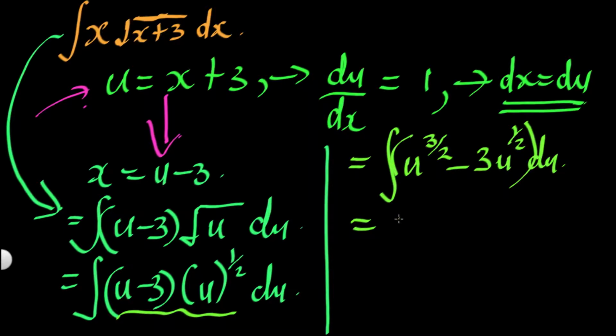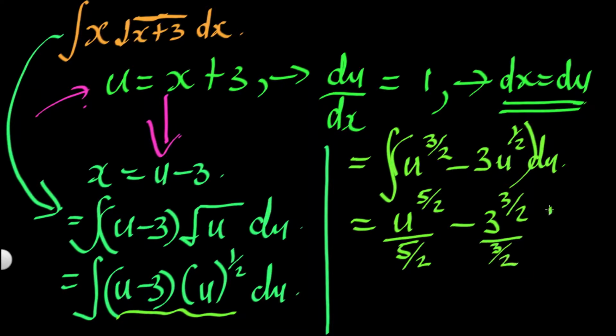So this is like u to the power 5 over 2 divided by 5 over 2, minus u to the power 3 over 2 over 3 over 2, plus a c. So we have done our integration and it is proper.